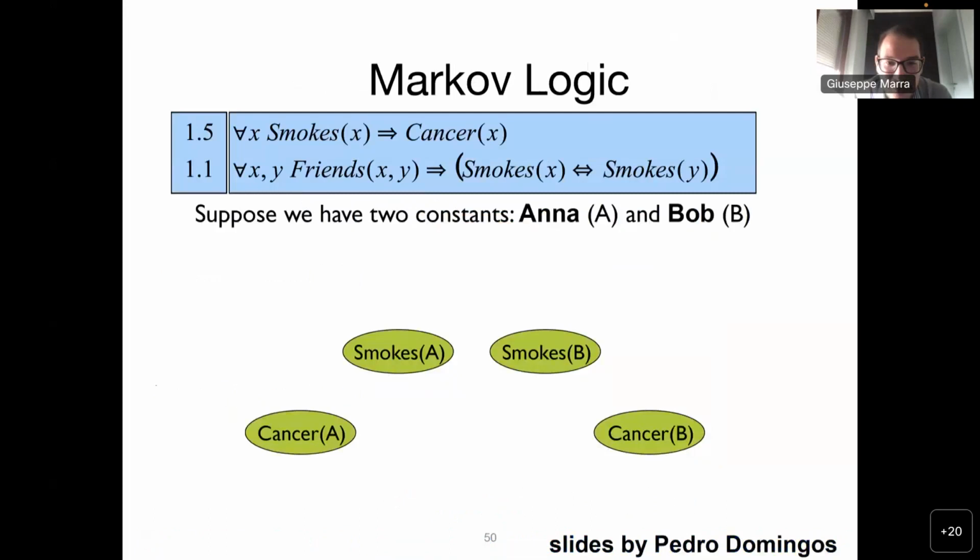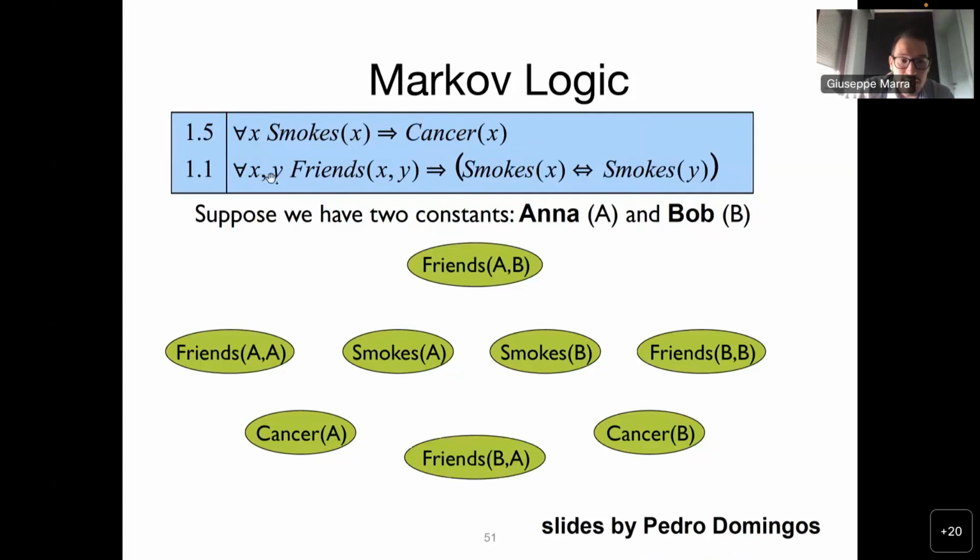Suppose that you have these two rules where you say, okay, any person who smokes gets cancer, with a weight 1.5, and every pair of friends are such that one smokes if the other smokes. So either both smoke or both don't smoke. So what you do here is, okay, you ground all the rules and you find all the possible variables. In this case, we have only two persons, Ann and Bob. So if we ground this first rule, we have four possible variables: smokes Ann, cancer Ann, smokes Bob, cancer Bob. The same thing we can do for the second rule. Of course, we have to consider all the possible pairs of Ann and Bob.